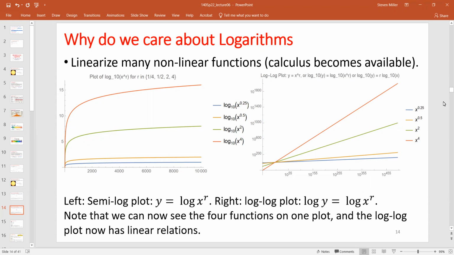And now all of those different functions become straight lines. And now the 0.25, 0.5, squared and 4th powers, they just become lines of different slope. And so when I do a log-log plot, the x to the 4th is going to be a straight line with slope 4, the x to the 0.25 is going to be a straight line with slope of 0.25. I can see them now all in one plot.